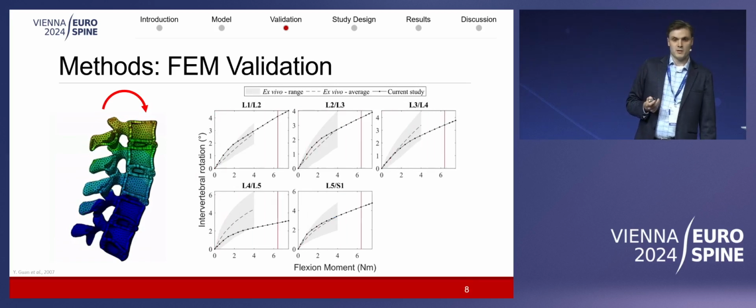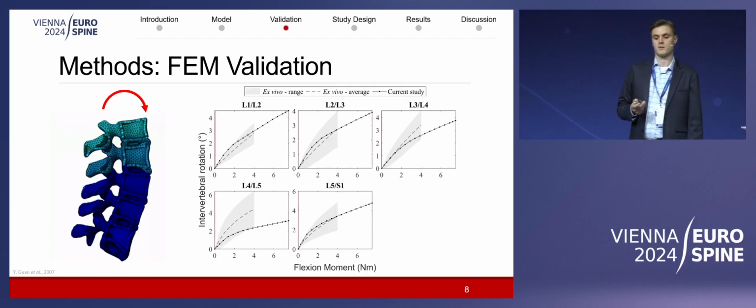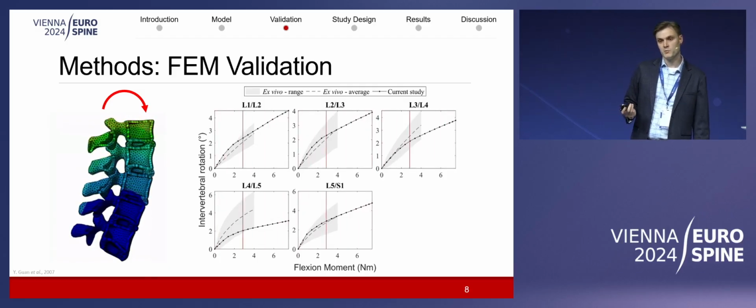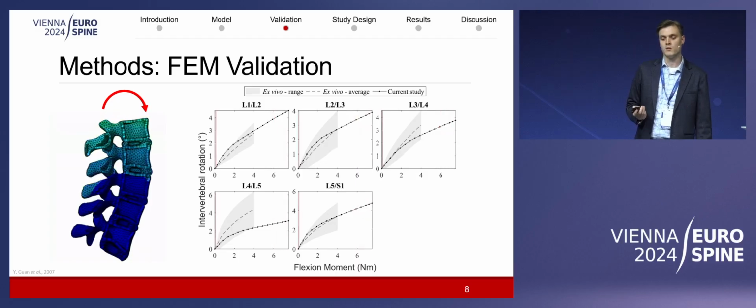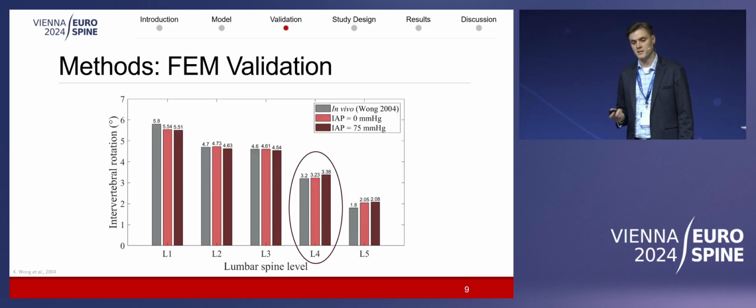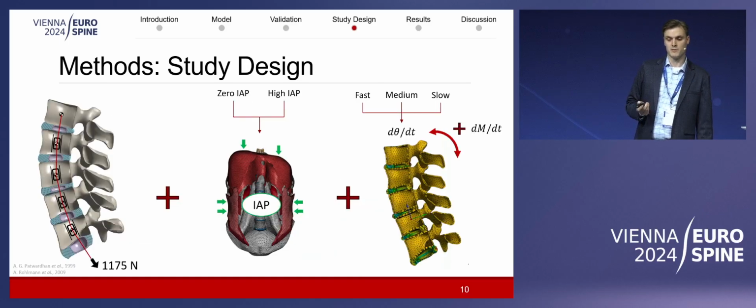We also compared intervertebral rotations against cadaveric testing. This is plotted here at each level against applied flexion moment. And again, we see very good alignment for every level with the possible exception of L4, L5, though we do see in the next graph better alignment with in vivo rotation patterns.